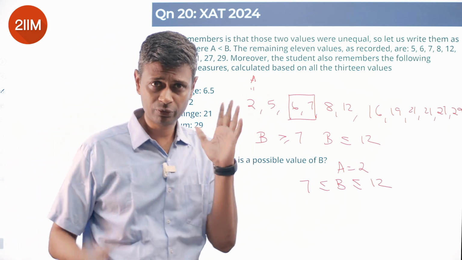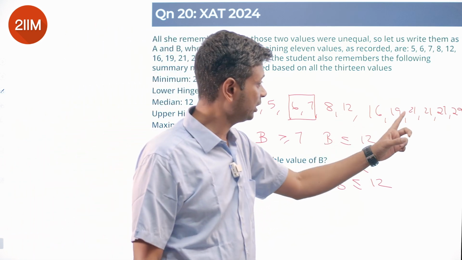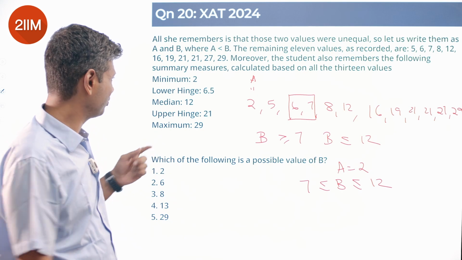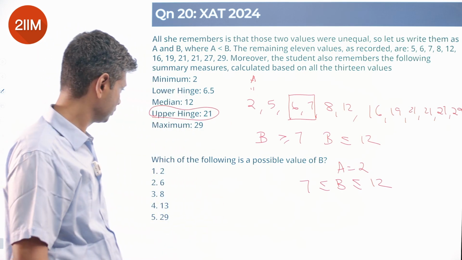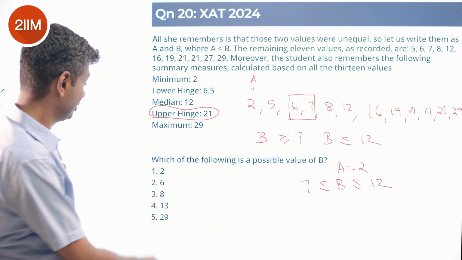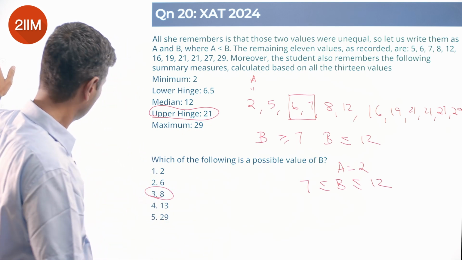So far we have made these inferences. Upper hinge is 21. Yeah, 21 plus 21 by 2, that works. Maximum is 29. In fact, this we don't even need. We can obviously infer this. The other 4 are sufficient. Which of the following is a possible value of B? 7 and 12. 8 sits in this range. This is my answer. Done. True. Nice.